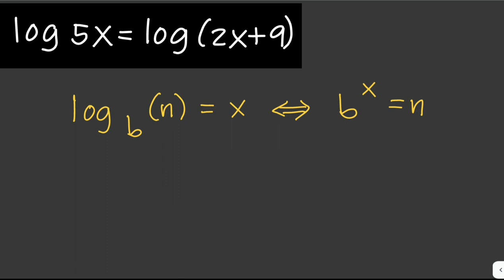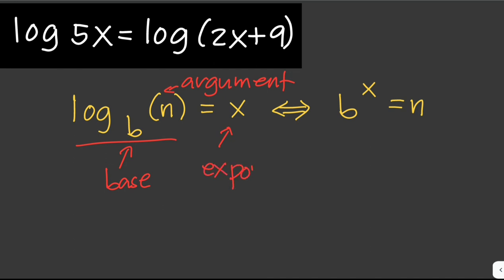Let's take note of the parts of logarithm here. To read this, logarithm of n to the base b equals x. So n here is our argument, b here is our base, and x here is our exponent, or our answer.